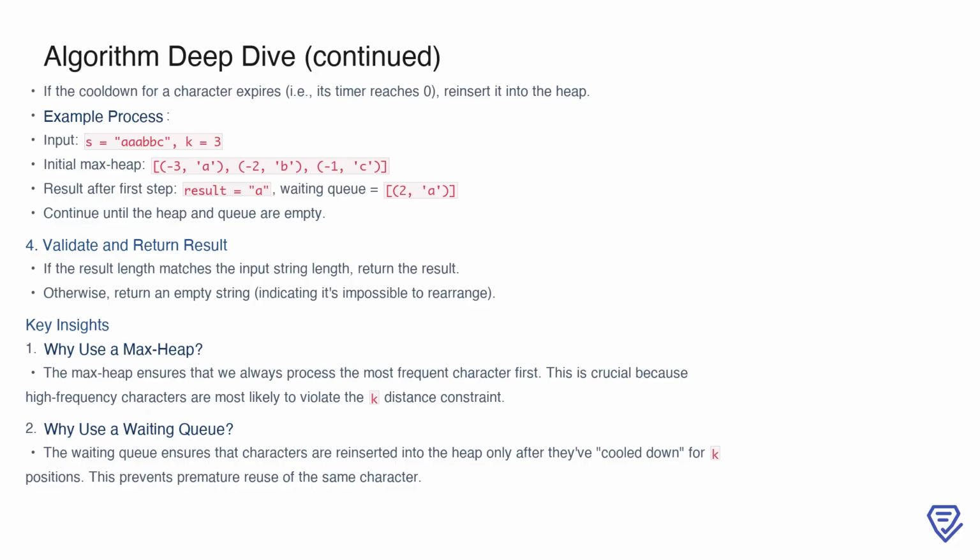Next, we pop b, append it to the result, and add it to the waiting queue. The process continues until the heap is empty and all characters are used. Finally, we validate the result. If the result length matches the input string, we return it. Otherwise, if any constraints could not be satisfied, we return an empty string. This ensures that the output is either a valid rearranged string or an indication that rearrangement was not possible.